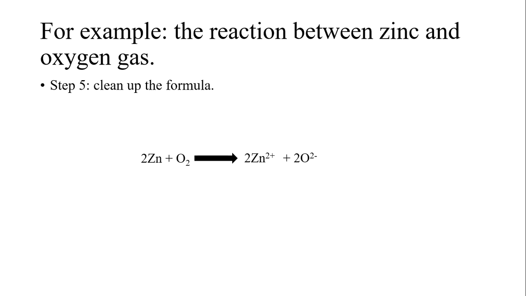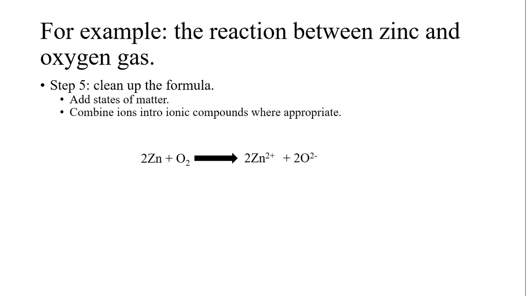Alright, so let's clean up this formula, make it a little bit prettier. We add states of matter, and then we combine ions into ionic compounds where appropriate. In this case, a metal reacting with a gas will result in a solid ionic compound being formed. So this becomes the following formula. 2 zinc atoms in the solid state reacts with an oxygen molecule in the gaseous state to form 2 zinc oxide.